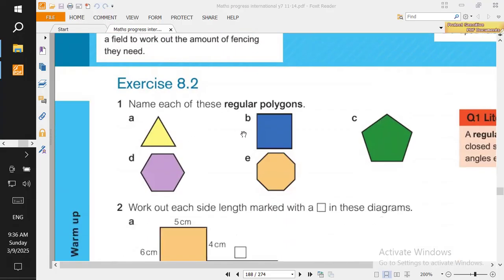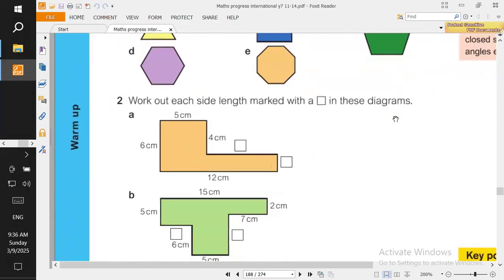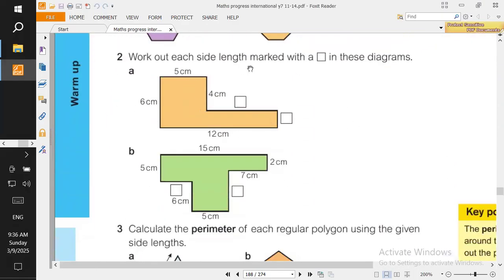Now let's start with naming these regular polygons. This is a triangle, square, pentagon, hexagon, and then this one has 1, 2, 3, 4, 5, 6, 7. Yeah, this one has 8. So it's an octagon, like an octopus, and they are regular polygons. And the meaning of regular means all the sides are the same, so all the angles are the same. That's the meaning of regular polygons.